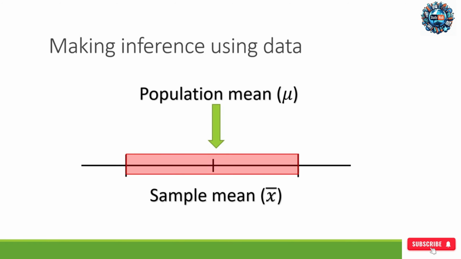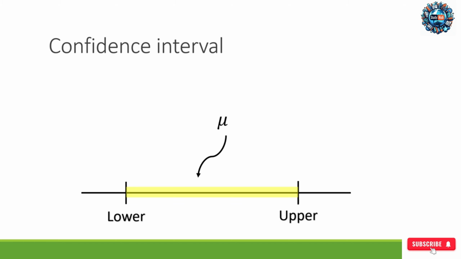Intuitively, if the sample is a good representative of the population, the population mean should be close to the sample mean. It is plausible to say that the population mean is in a range with the sample mean centered. Hence, our task in this video is to estimate the population mean using an interval with lower and upper bounds.